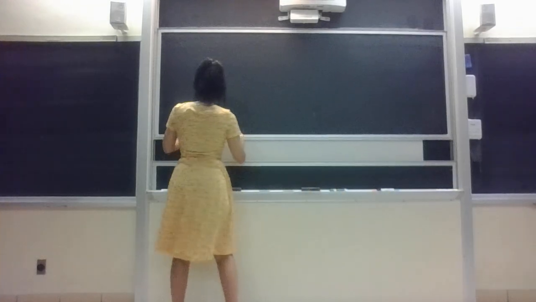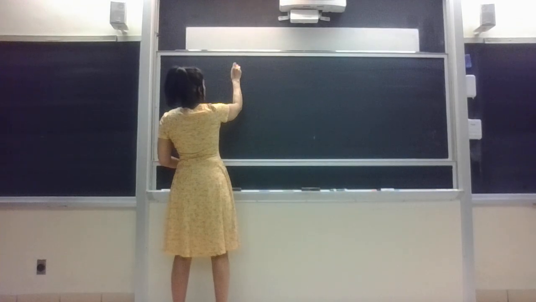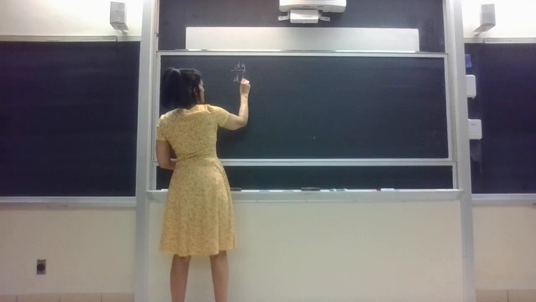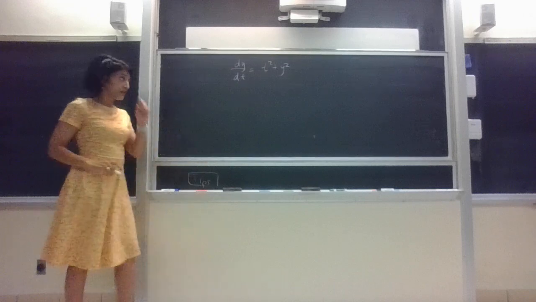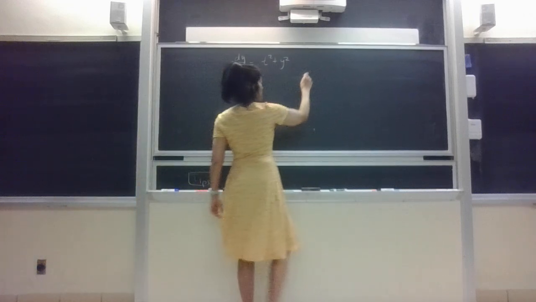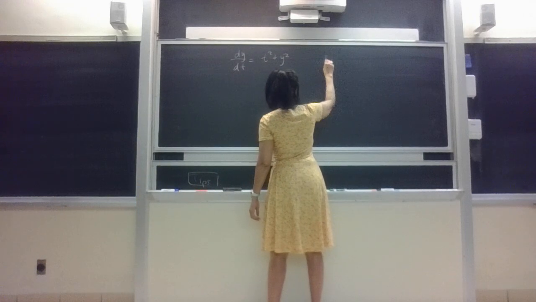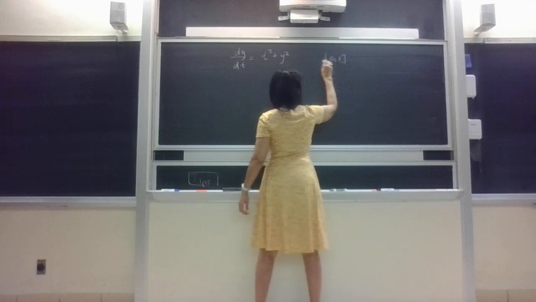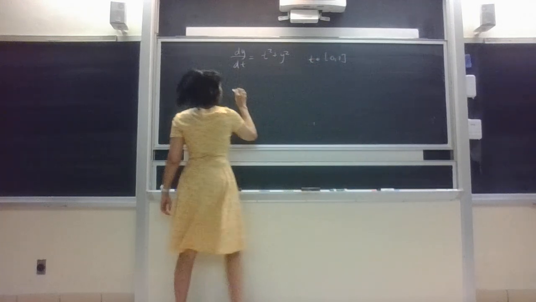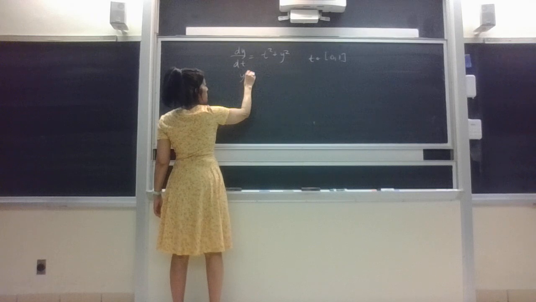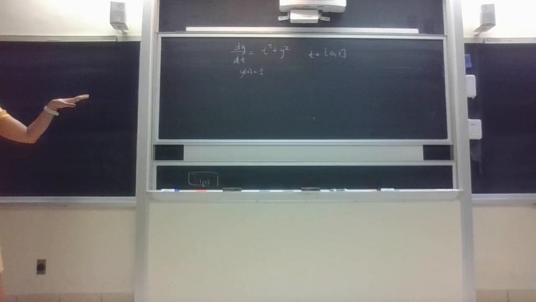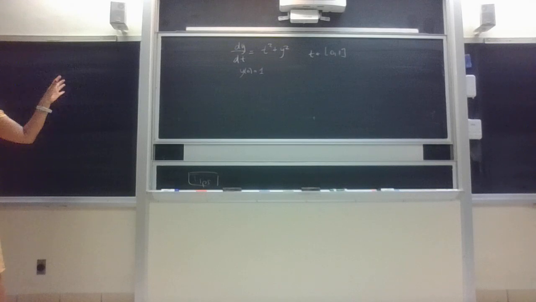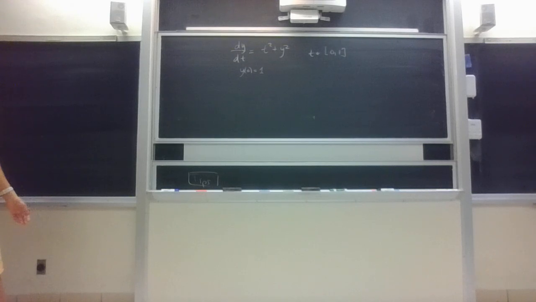I gave you an in-class assignment where you had dy/dt equal to t squared plus y squared, and you had an interval, I think it was 0 to 1, and then y at 0 was equal to 1. And you were asked to do this in Excel, the Euler's method.